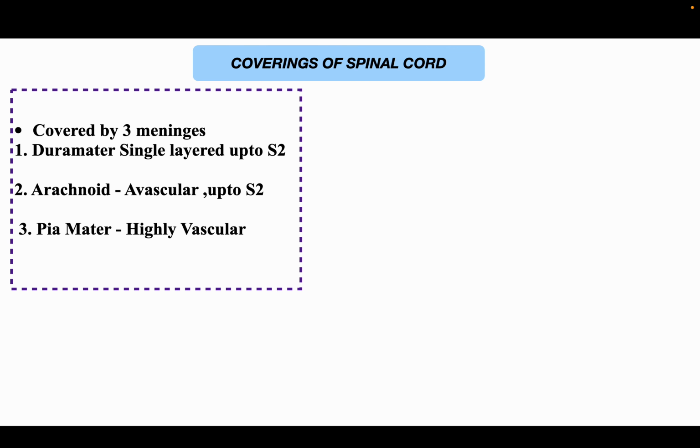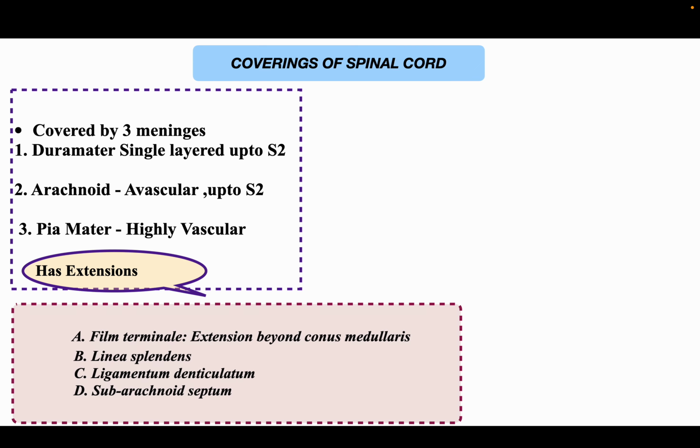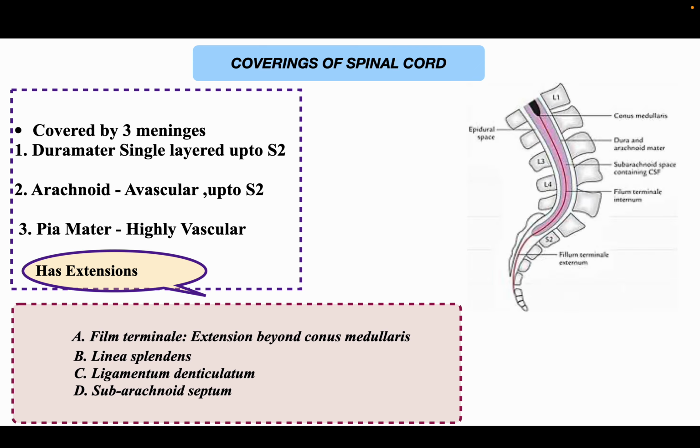Then coming to the coverings of the spinal cord, it is covered by meninges. The meninges are dura mater, arachnoid and pia mater. The dura mater is single layered and is present up to S2. Arachnoid is again avascular and present up to S2. Pia mater is highly vascular and it has extensions. So what are those extensions? That is filum terminale, which is the extension beyond the conus medullaris. So this is the filum terminale which is going to attach to the coccygeal vertebra. Then comes the linea splendens, ligamentum denticulatum, then subarachnoid septum.